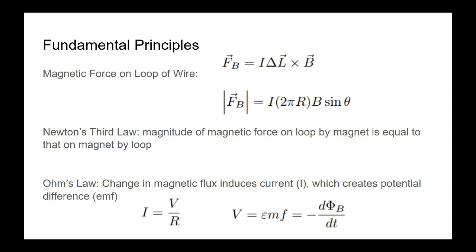And Ohm's law says that the change in magnetic flux would induce a current. And again, by Ohm's law, since I equals V over R, and then we have V equals the EMF, which is the negative time derivative of the flux once again.